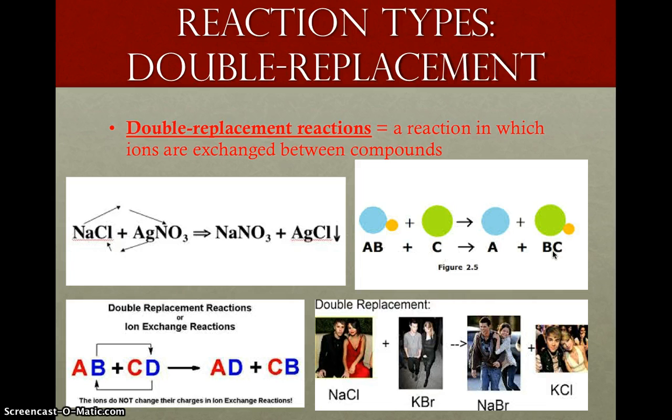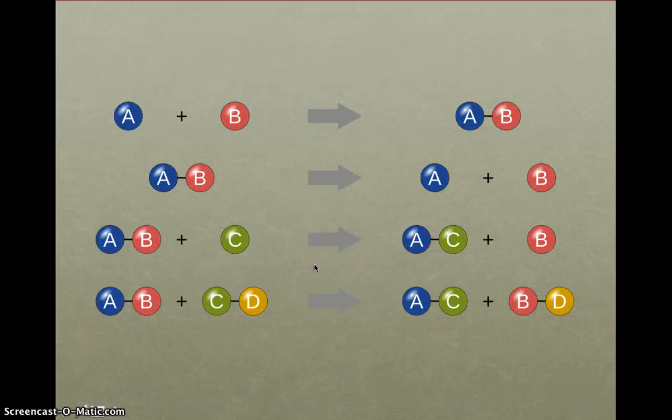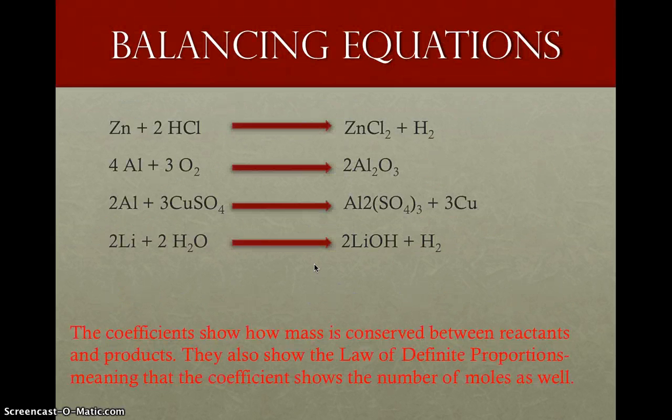Double replacement, yes, I know I'm going fast, but this is all in your notes. Double replacement is between compounds. Okay, so I'm exchanging the ions, the charged particles. So compound plus compound makes a new compound plus a new compound. It's a double swap. Okay, so pictures like this you should be ready for.